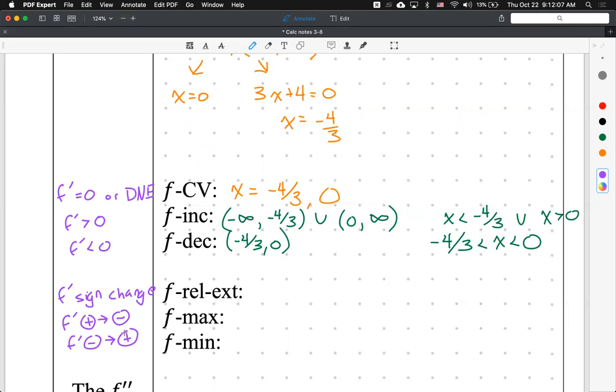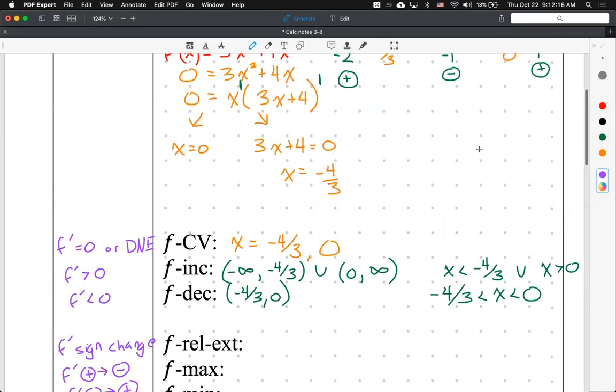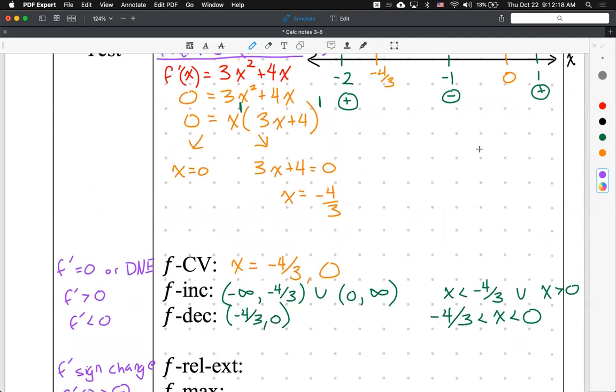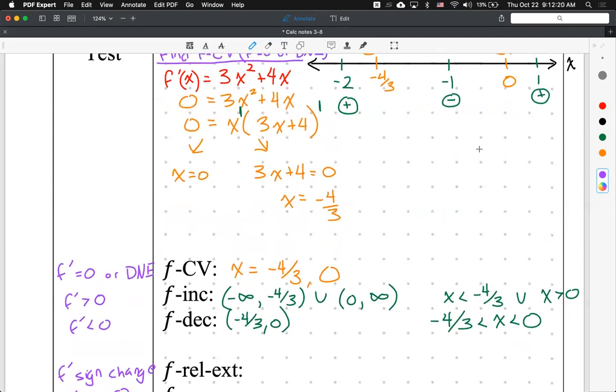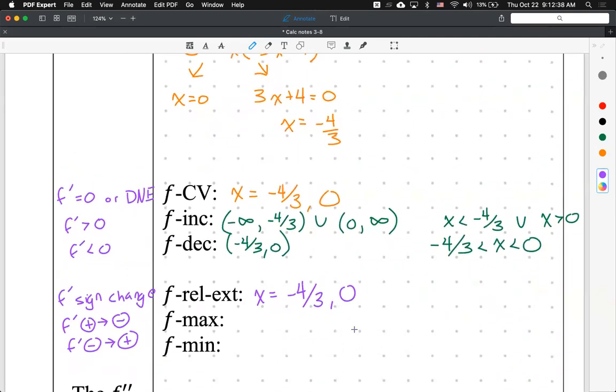All right, so we know the relative extremum is a f prime sign change. Look at our f prime. The signs are down here. So, Chris, what x values do I have f relative extremums at? Yep, it's both the CVs. So we'll say x is equal to negative 4/3 and 0. Thank you, Chris.